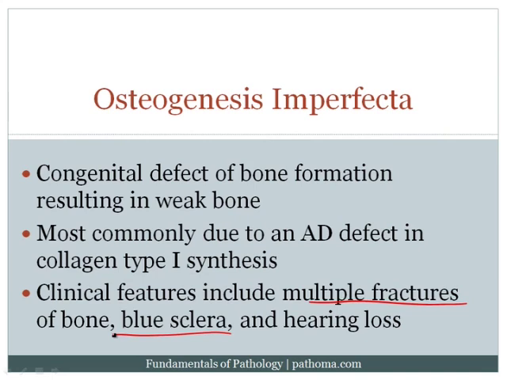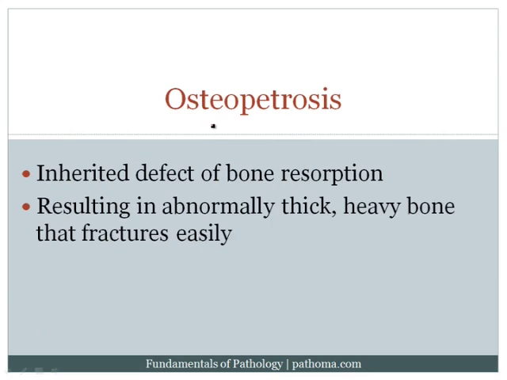Now, board examiners like to ask you why the sclera are blue, and the answer is that it's due to exposure of the choroidal veins, high yield. Exposure of the choroidal veins. In addition, the patients can develop hearing loss, and that's because you have little tiny bones in the middle ear that help to transmit the sound that comes from the outside world, and those bones can then fracture because they also need type 1 collagen. And so again, hearing loss is an important feature as well.